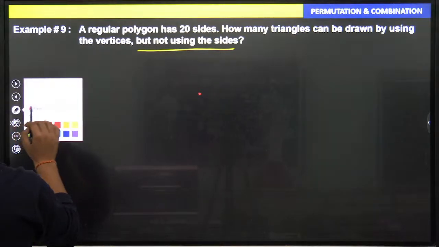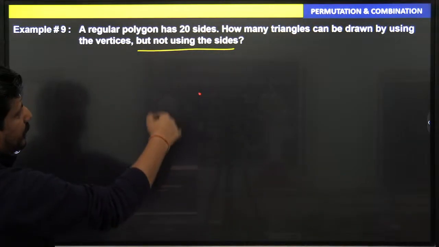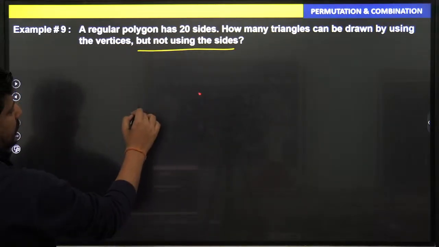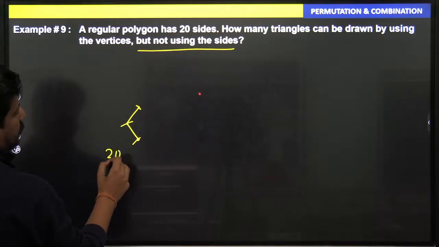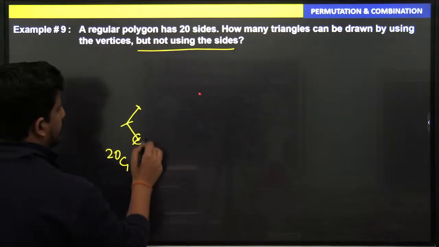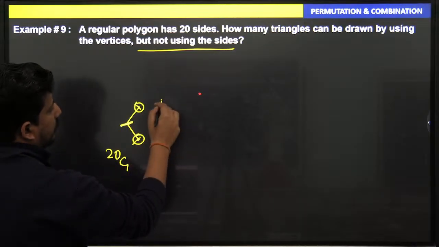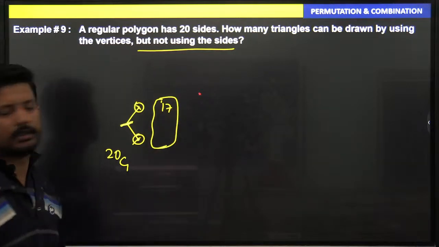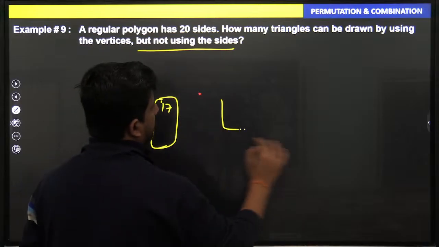So you can see that there is a 20-sided polygon, so 20 vertices. Okay? If you select one, you do not select this one and this one, so 3 are rejected. So first you select 20C1, and then this and this you can't select, this is already selected. So how many left here? Here we left 17. Yes or no? So now you can arrange this 17 in this format.